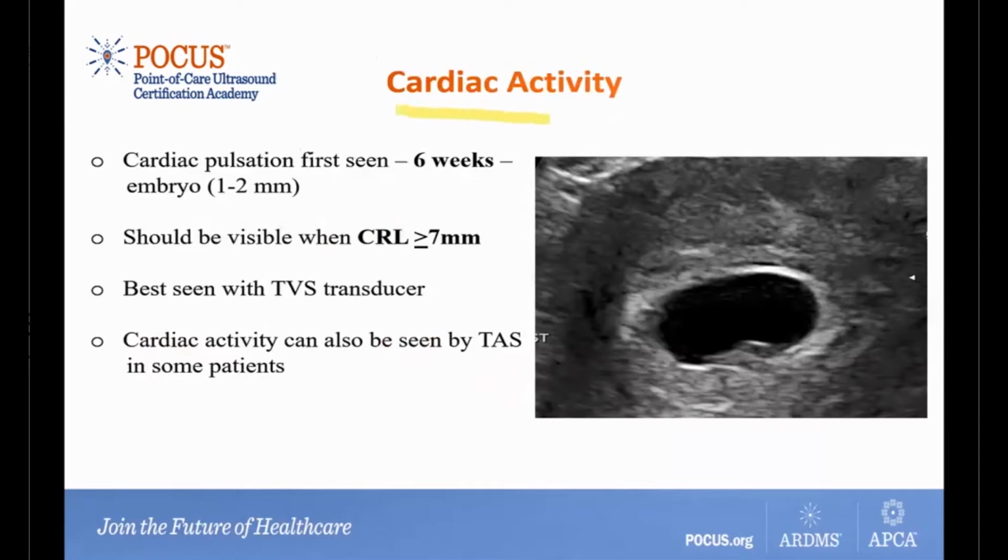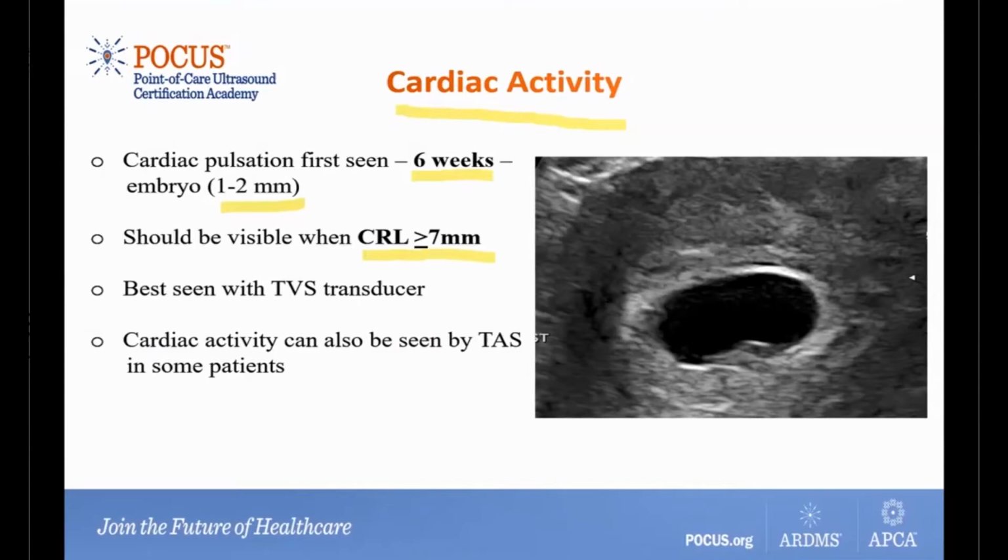The cardiac activity, the cardiac pulsations, are first seen around 6 weeks, sometimes earlier if you use a very high resolution transducer. You may be able to see it at 5 weeks, when the embryo size is about 1 to 2 millimeters, and it should be visible when the crown rump length is about or equal to or more than 7 millimeters.